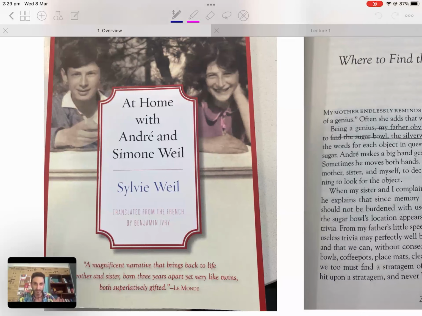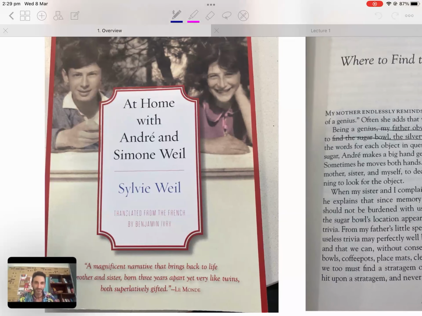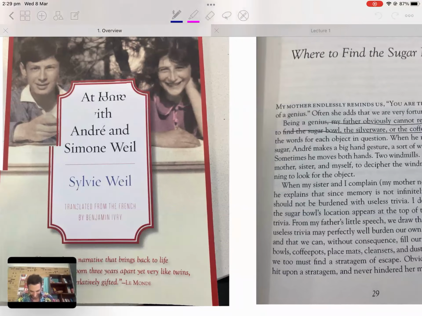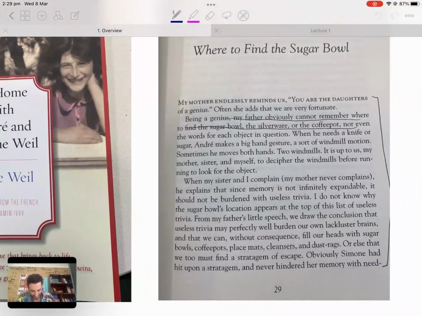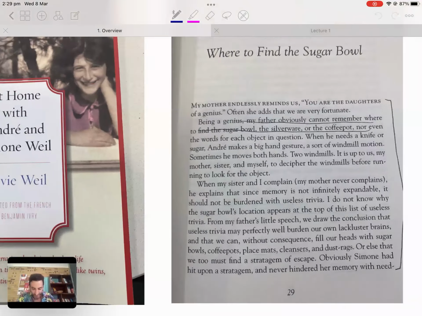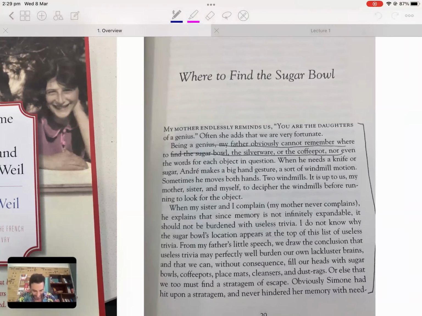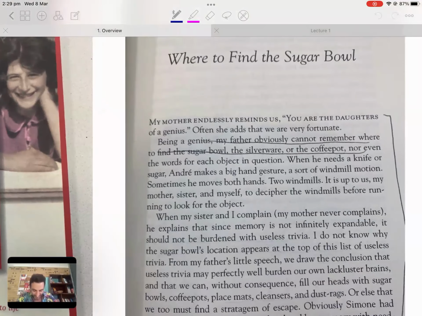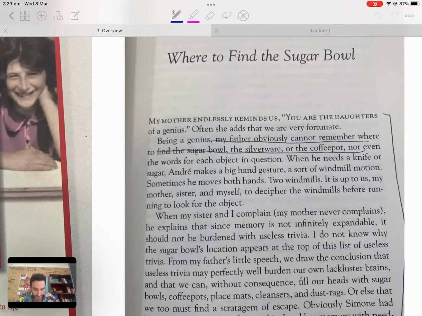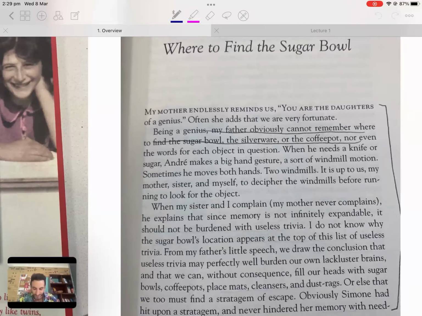Simone Weil died when she was 34 years old. The doctor ruled it death by self-starvation. But now, what does Sylvie, the daughter, say about her father? I love this passage, this chapter. Where to find the sugar bowl? My mother endlessly reminds us, you are the daughters of a genius.